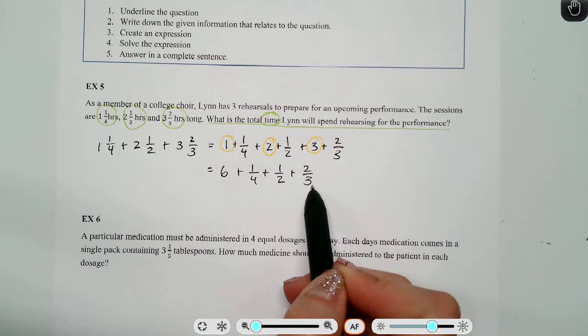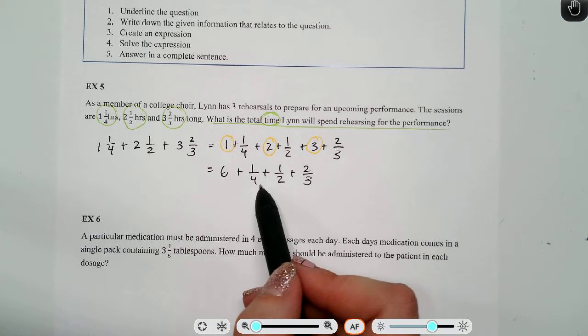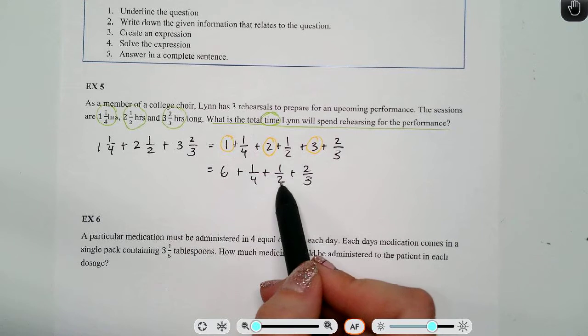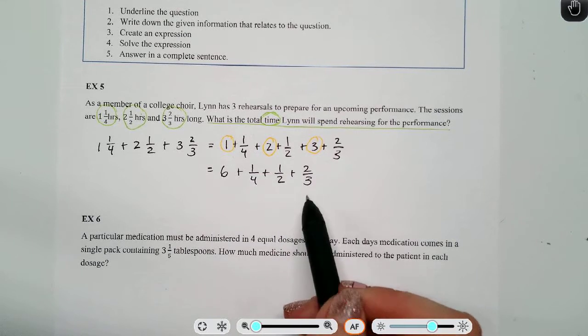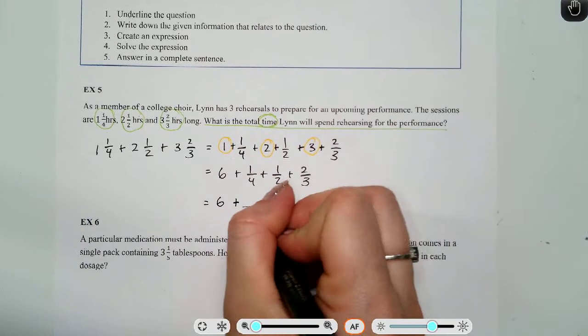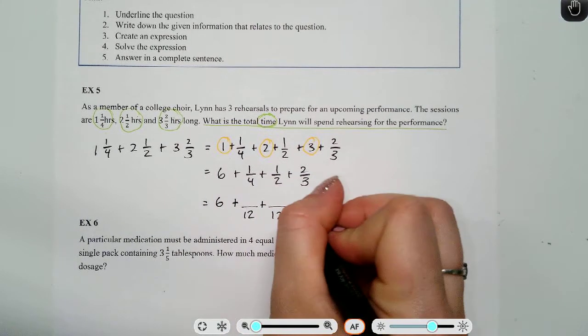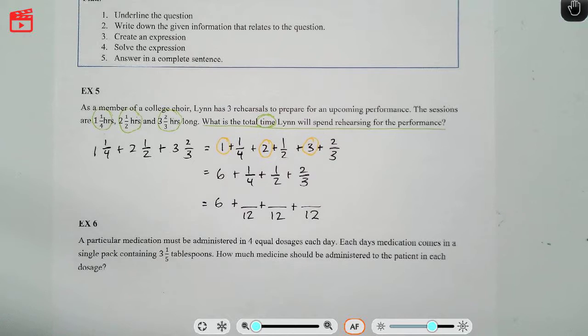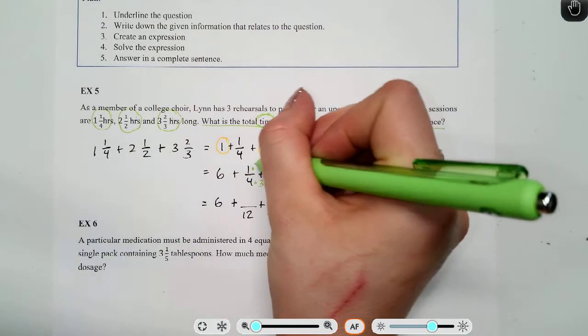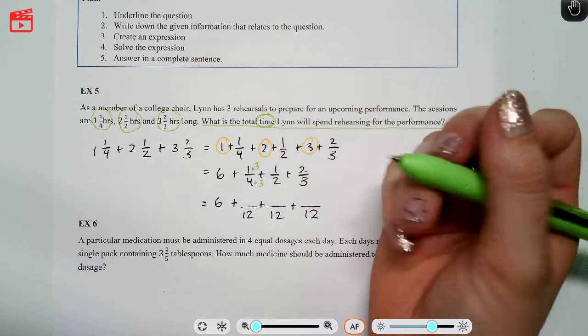Well, 2 and 3 go into 6, but 4 can't go into 6. How about 12? Yeah, 4 can go into 12, 2 can go into 12, and 3 can go into 12. So we're going to go ahead and work with the denominator of 12. To make 4 look like 12, we're going to multiply it by 3, and then multiply the top by 3 for the building up property.